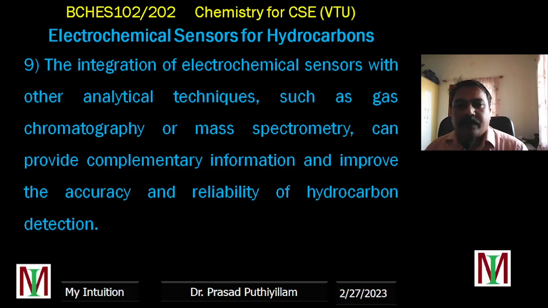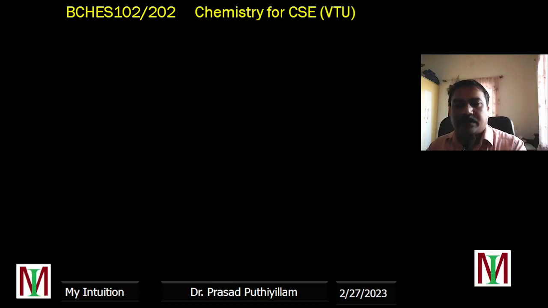So we can even integrate along with gas chromatography or mass spectroscopy or other analysis methods, we can connect the electrochemical sensor, so that not only does it do the sensing, it also gives the results of that gas chromatography mass spectroscopy, which will improve the accuracy as well as the reliability of the hydrocarbon detection.